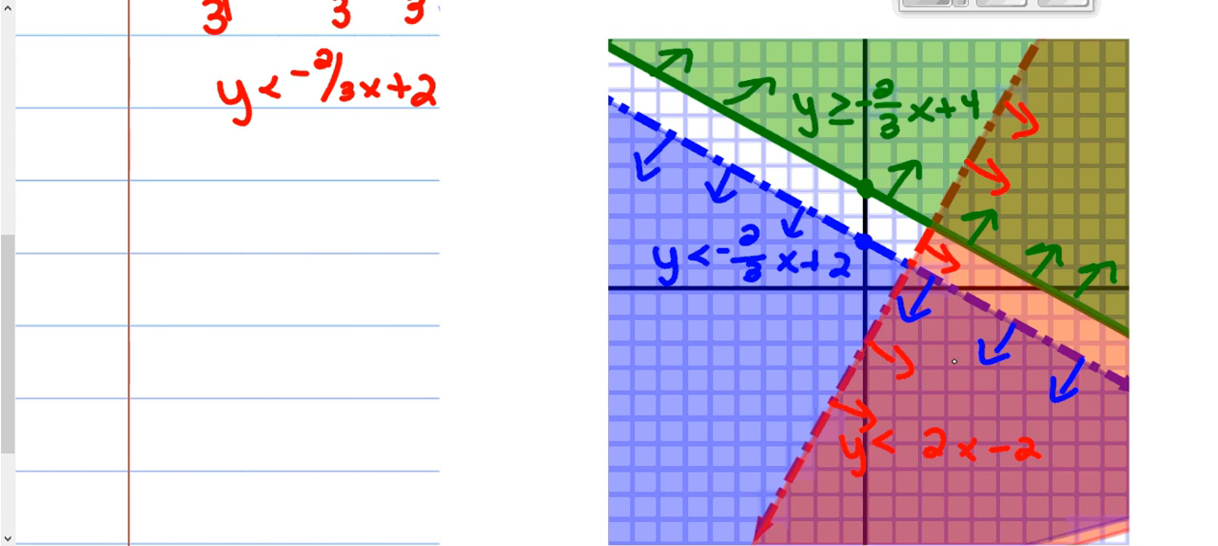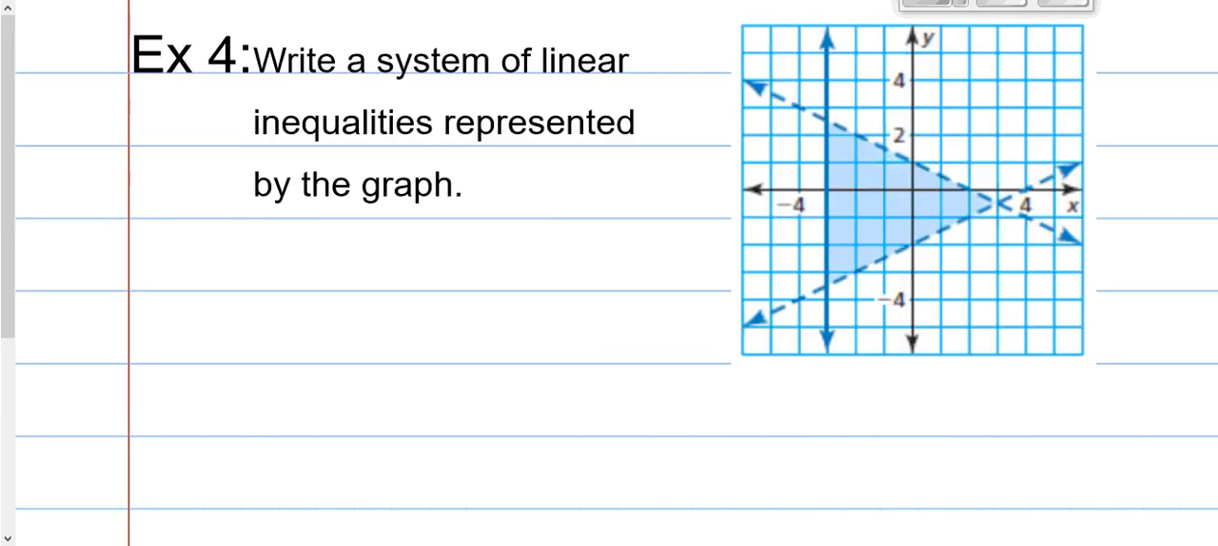Now, is there a place where they all shade in the same region? And no, there's not, because the blue shades below, the green shades above, they're going opposite directions. So in that case right there, our answer here is no solution. Okay. Let's get that highlighted, and we can move on to our last example.